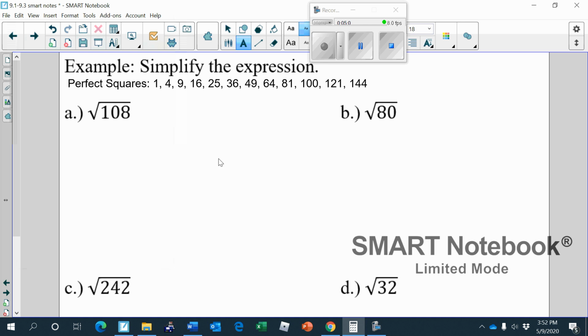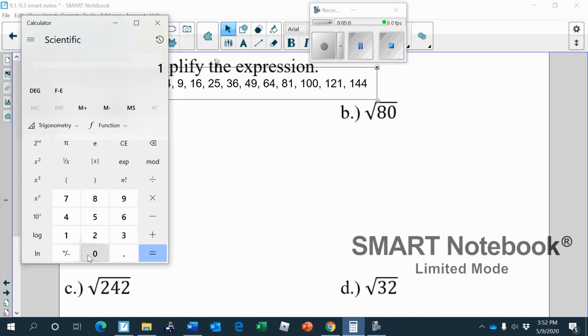No, okay, so that's not our perfect square that we want. All right, let's go to 36. Let's just try it. 108 divided by 36. And oh, look, it does divide nicely. So watch how I do this.